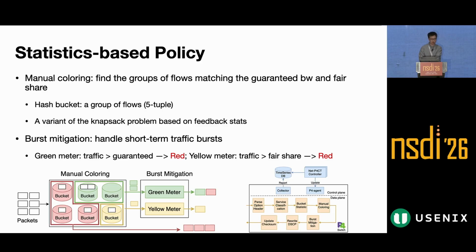For green packets, the meter is configured with both CIR and PIR set to the guaranteed bandwidth. Thus, traffic within the guaranteed rate remains green, while any excess is downgraded to red. And similarly for yellow, any excess is marked red, and within this red, it remains yellow.